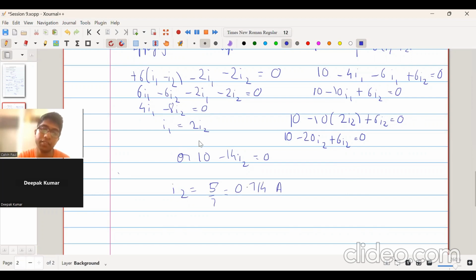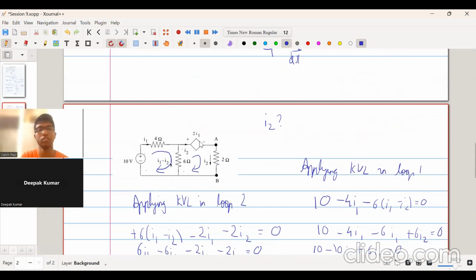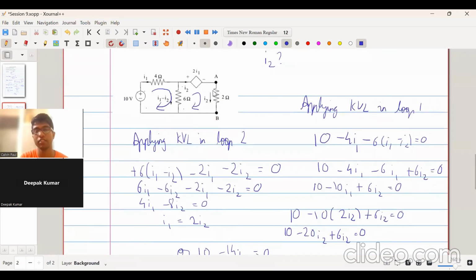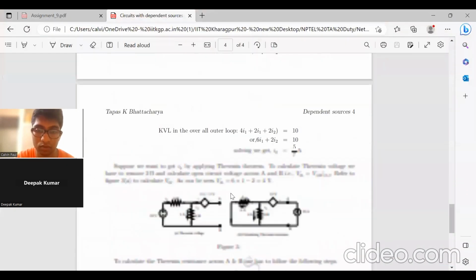So even though there is a dependent voltage source in the circuit, which depends on the current flowing through this resistor, we were able to solve the circuit to get the current flowing through the resistor of 2 ohm. Okay. Any queries in this? No, sir. Okay.